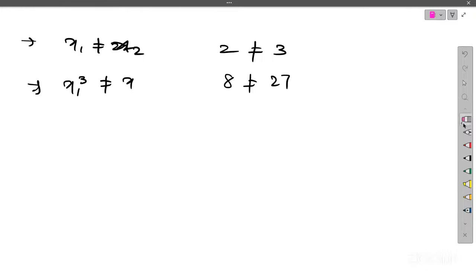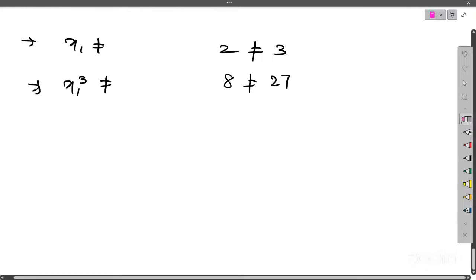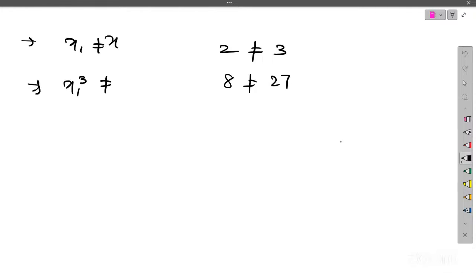So ma'am, if the power is even, there is a possibility of not getting one-one. If the power is odd, there will be a chance of getting a one-one function. Yeah, so for x cube, we can check. But see, if the polynomial is there, we know how to draw a graph of a polynomial. So you can use that concept plus the horizontal line test.